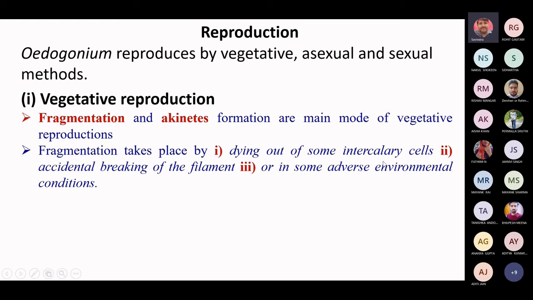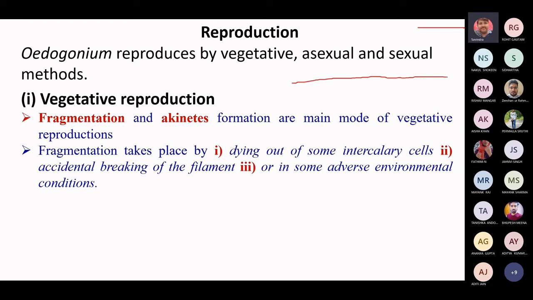It may be possible that in a long filament, there are certain cells which start dying out. Now just imagine you have a long thread-like structure and in the middle it becomes very delicate. So what will happen? The rope or thread will divide into different fragments. Yes or no? Yes, sir.